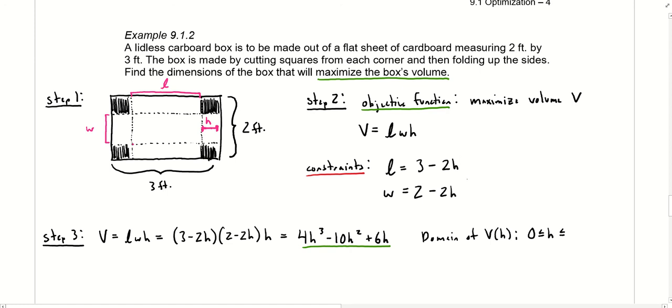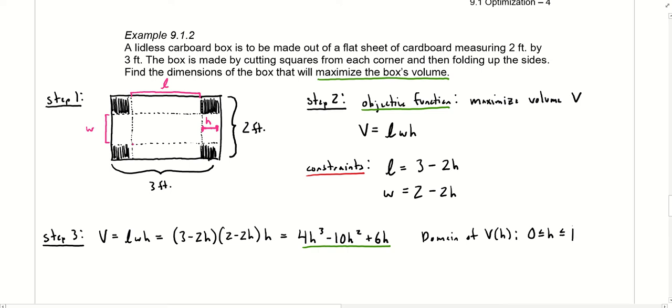Volume, width, height, and length are all physical measurements that can't be negative. So if I think about my width constraint here, I don't want a negative width. That means h can't be greater than 1, because if h is greater than 1, then I get a negative width. If h is 1, I get a 0 width, which just means that, once again, I'm going to have a volumeless box because it's not even going to be a box.